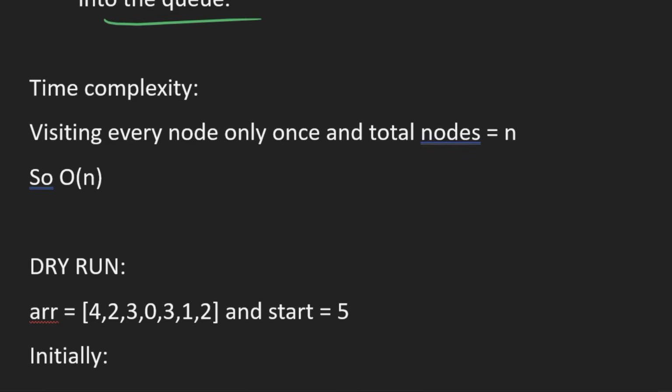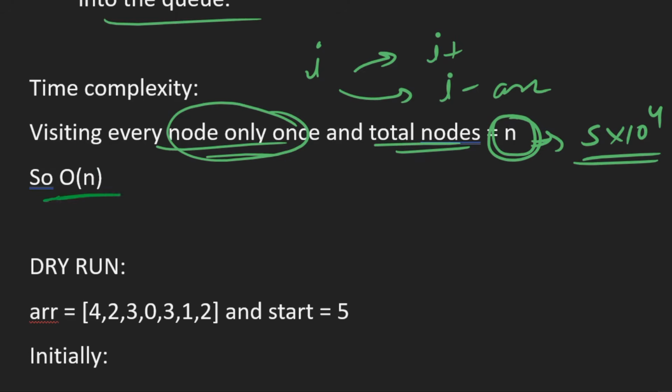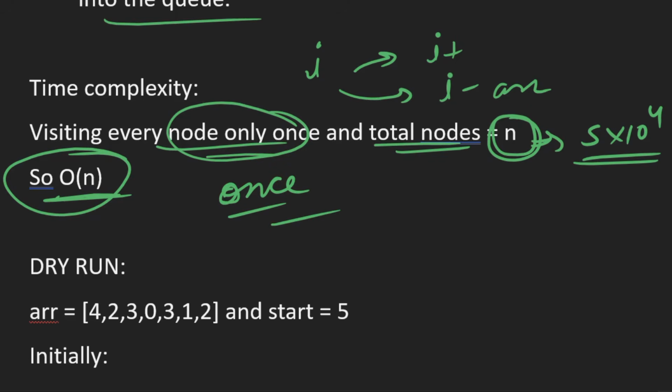So let's see the time complexity of this approach. In this approach, from each node I, we are moving to two different nodes. So we are reaching every node a single time, right? And the total number of nodes is equal to the total number of indexes, which is n, and which is 5 into 10 to the power 4 at max, right? So the time complexity is big O of n, because we are reaching every node only once.